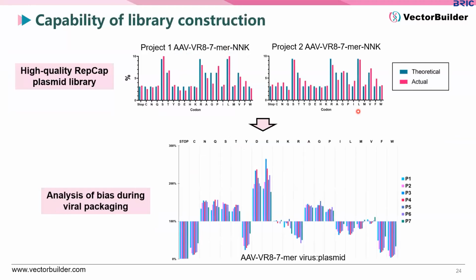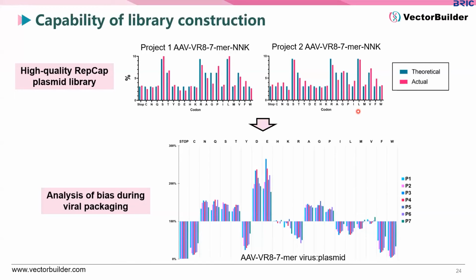Let me give a little bit of an example of how good our CRO service is. At the very beginning, it's very critical that when you prepare a plasmid library, the actual library should have a codon composition that is very close to your theoretical composition. In different projects, we have been providing, for example, a 7-mer peptide display library in the VR8 of one of the AAV serotypes. Our actual NGS sequencing result shows that the library is very close to the theoretical composition.